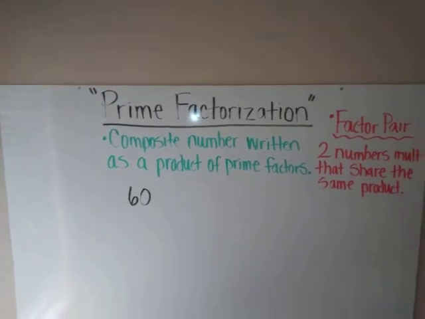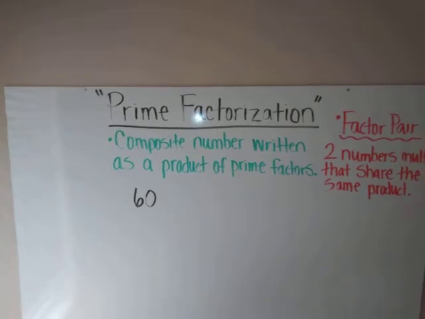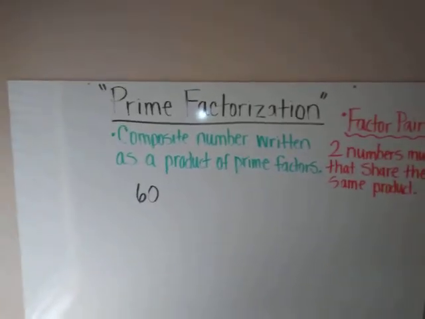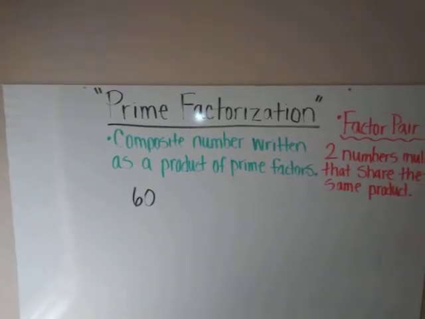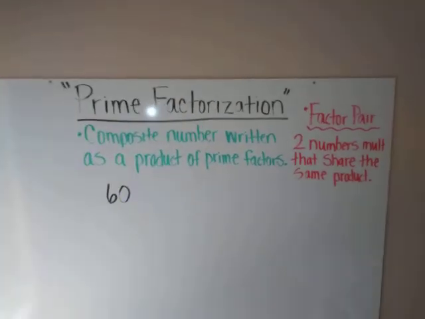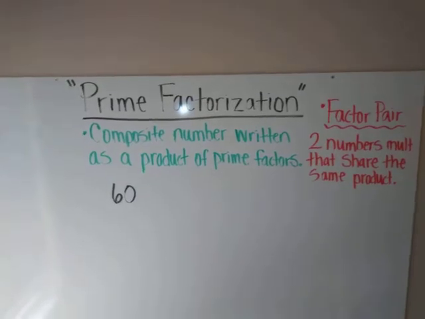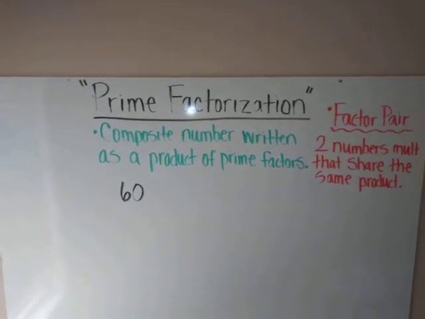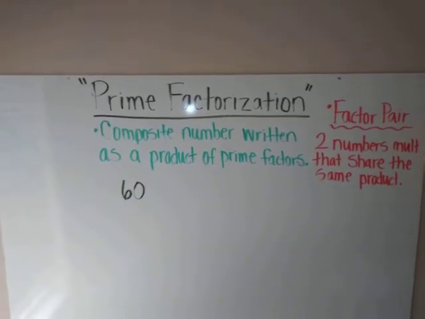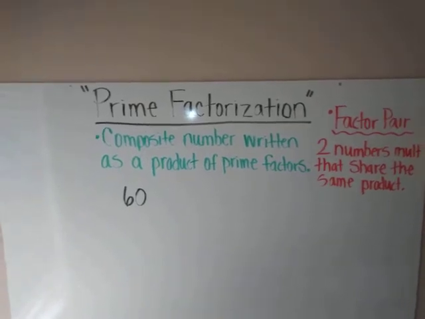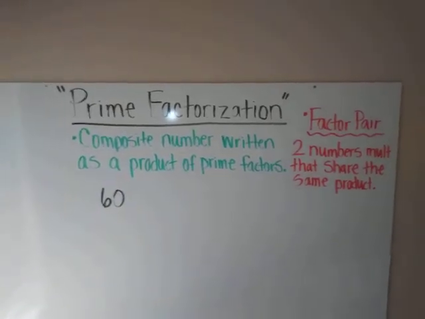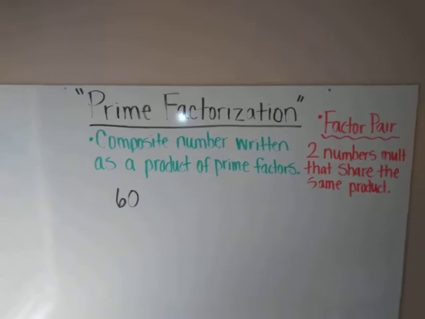I'll give you an example of a prime number, 7. You can only multiply 1 times 7 to equal 7, unless you go into decimals, and we're not doing that. All right, so just keep in mind what a factor pair is. A factor pair is just two numbers multiplied that share the same product, like I just informed you about the number 10. 1 times 10 is 10, and also 2 times 5 is 10. So the number 10 has two factor pairs, 1 times 10 and 2 times 5.